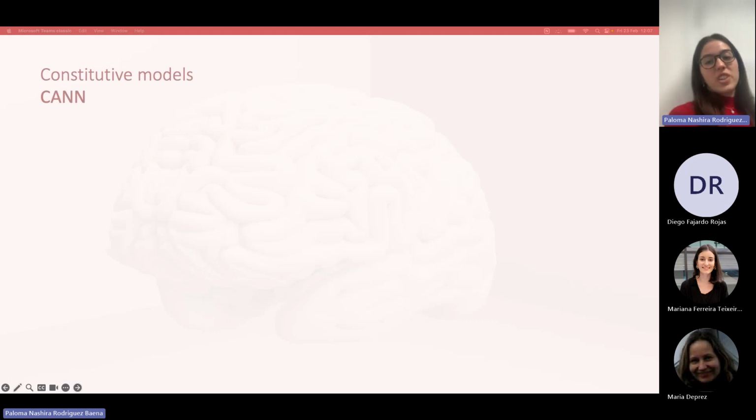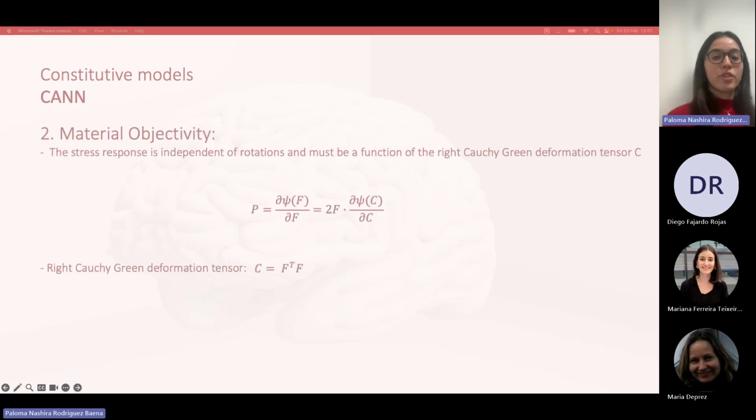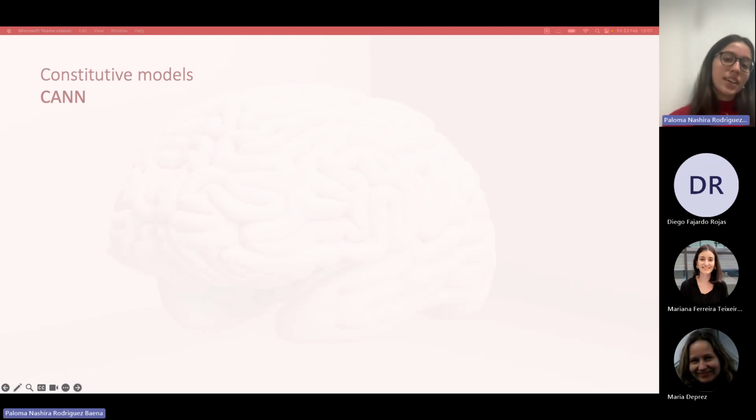The second step is to ensure material objectivity. Material objectivity implies that the stress response is independent of rotations and must be functions of the right Cauchy-Green deformation tensor C. Therefore, rather than using the components of the F tensor as inputs, the neural network will have the components of the symmetric right Cauchy deformation tensor in its inputs.